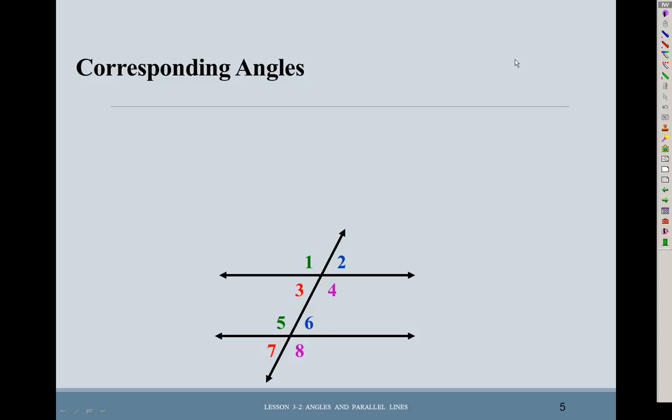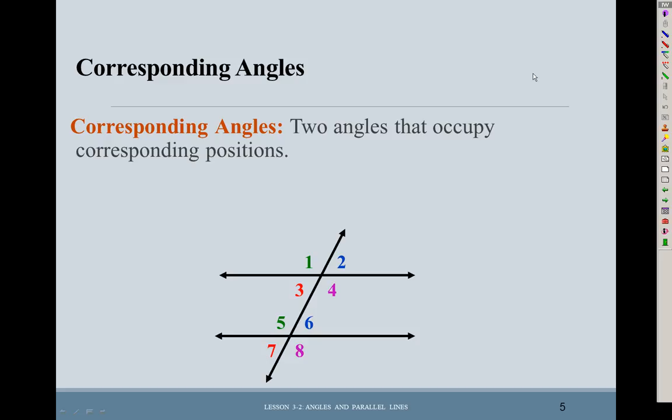So corresponding angles. If we do this drawing and number them, the corresponding angle pairs, they occupy corresponding positions like 1 and 5, 3 and 7, 2 and 6, 4 and 8. And they are congruent. Each pair is congruent.